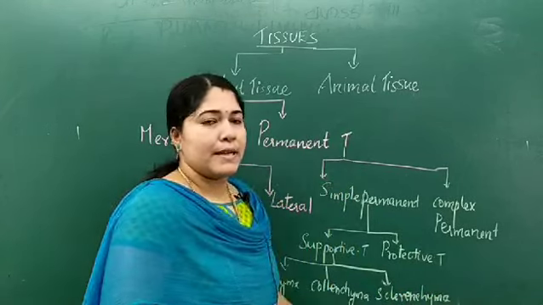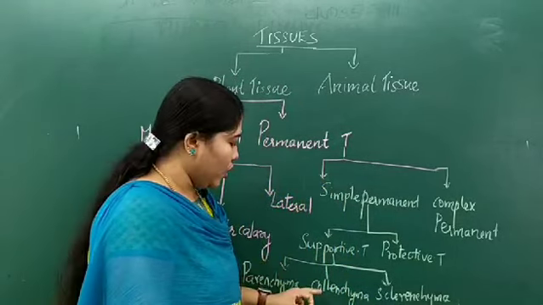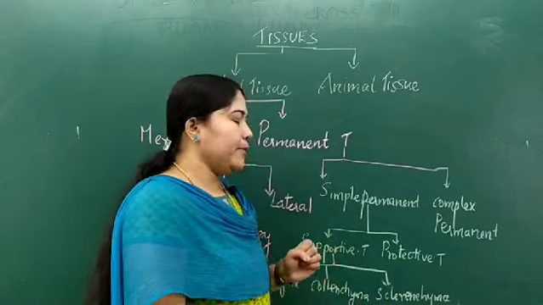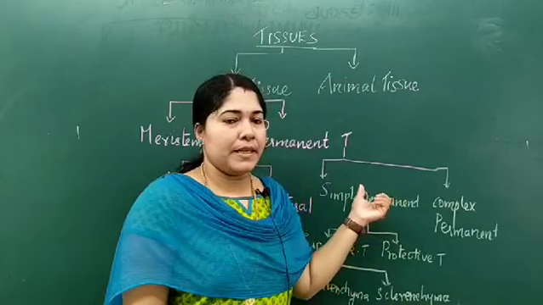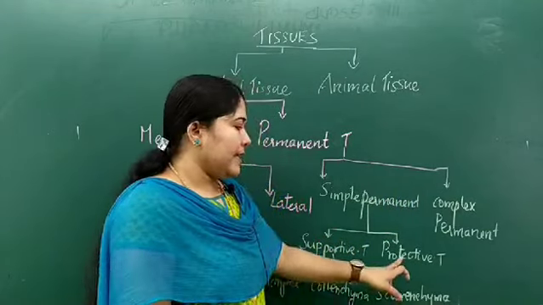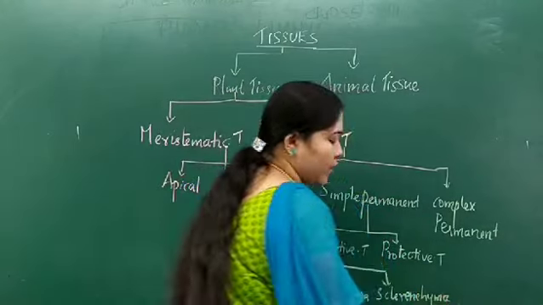Okay, so the supportive tissues are of three types. What are they? Parenchyma, collenchyma and sclerenchyma are the supportive tissues under simple permanent tissues. Clear? Then protective tissue. Under protective tissue, there are two types.